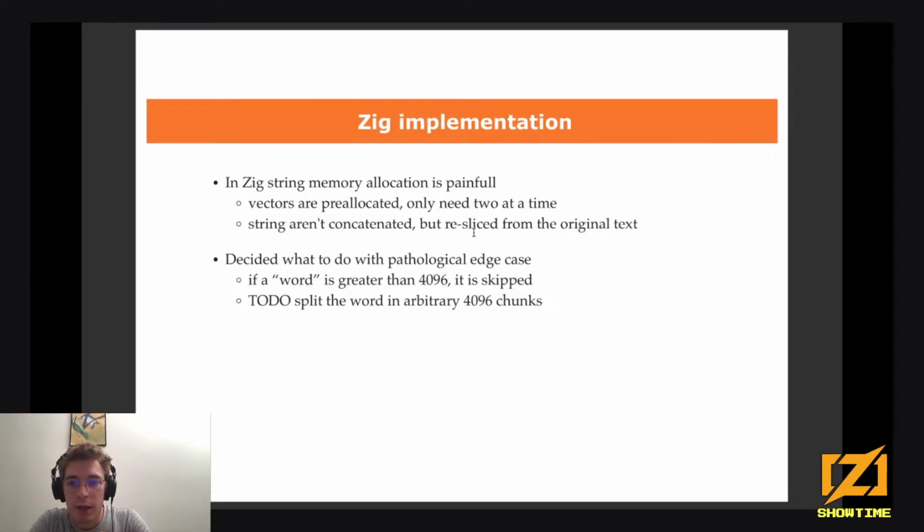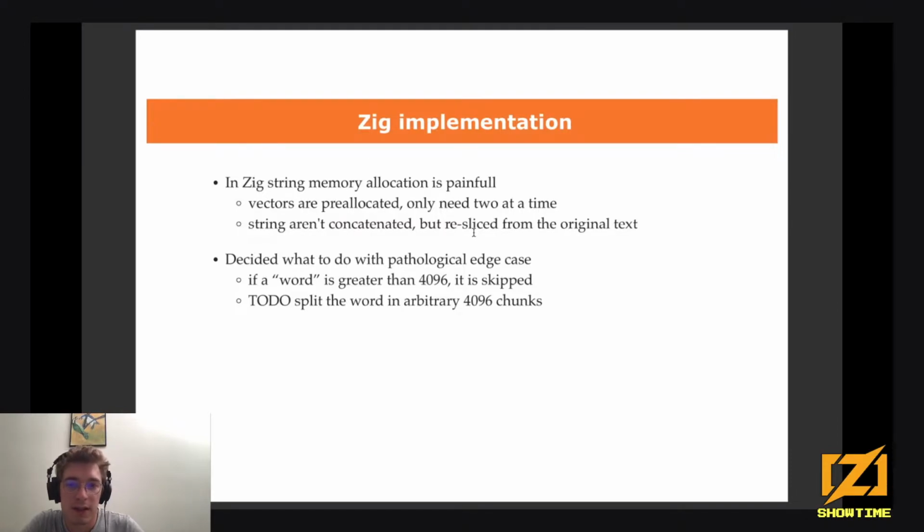And I decided that it cannot be greater than 4K bytes. If it's greater than that, currently I'm just keeping it, but I could split it in some arbitrary size chunk. It's not really an issue in any case. I probably can just replace it by an unknown token or something like that.